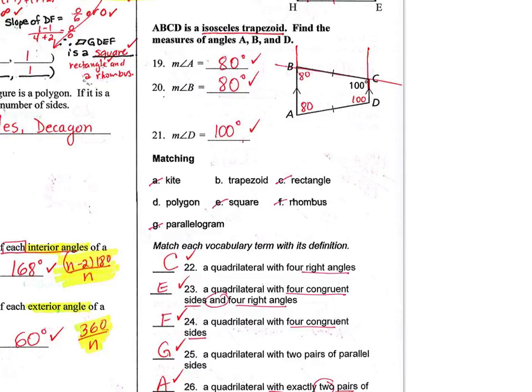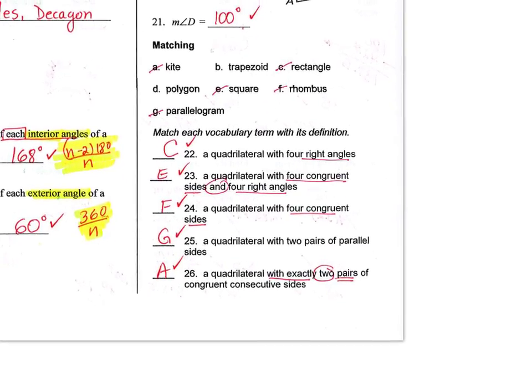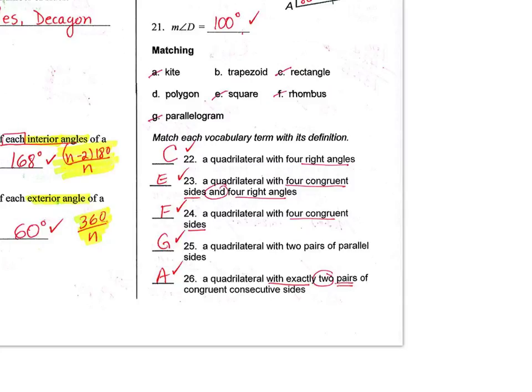And then number 22 through 26, make sure you memorize those. 22 is C, 23 is E, 24 is F, 25 is G, 26 is A.